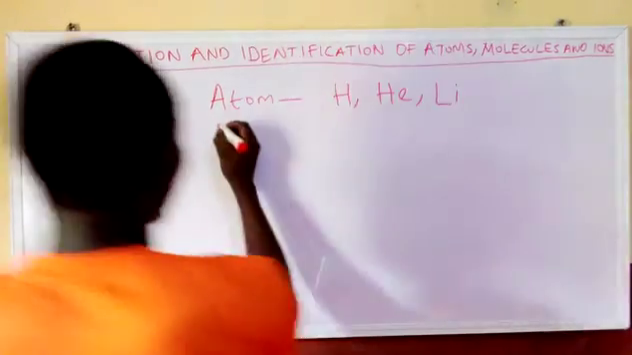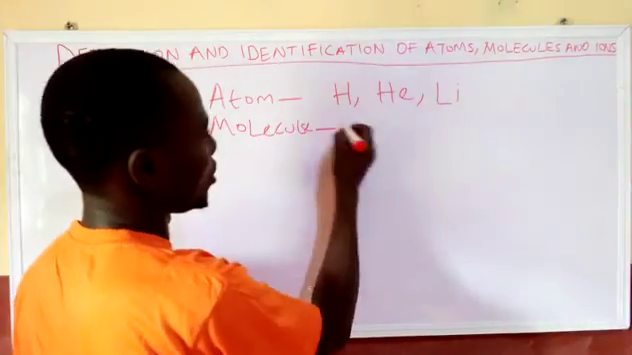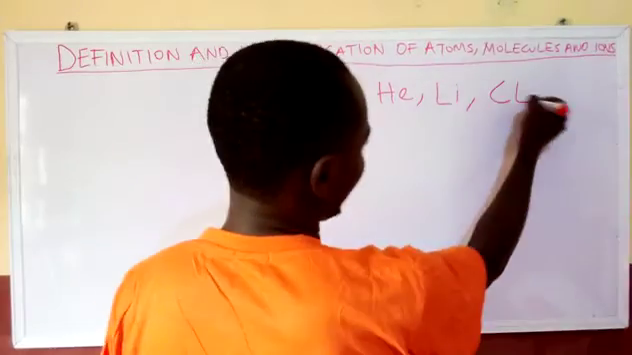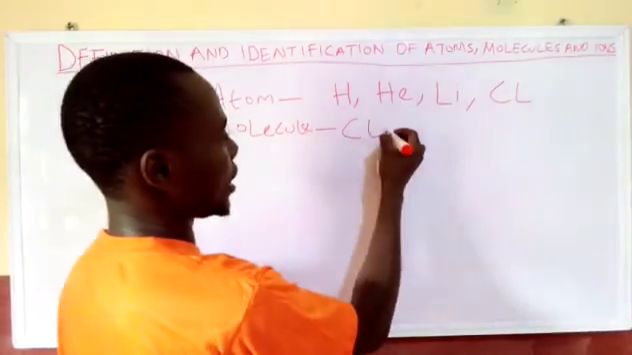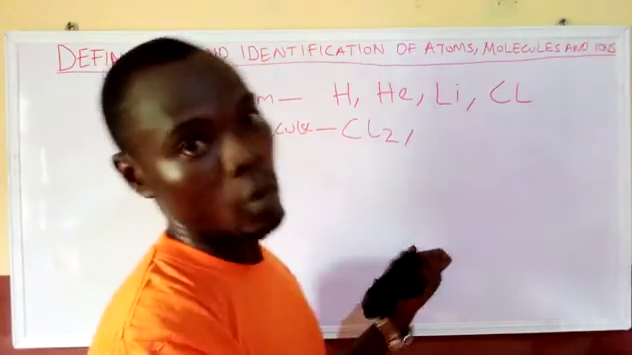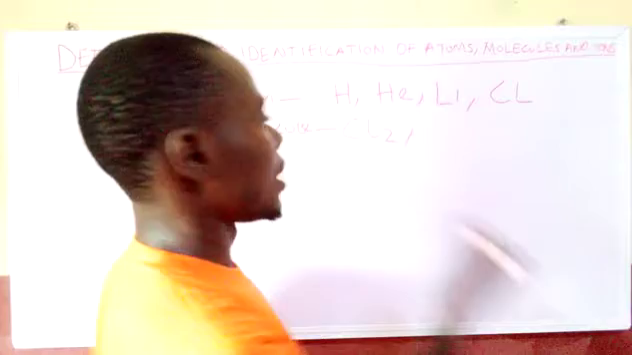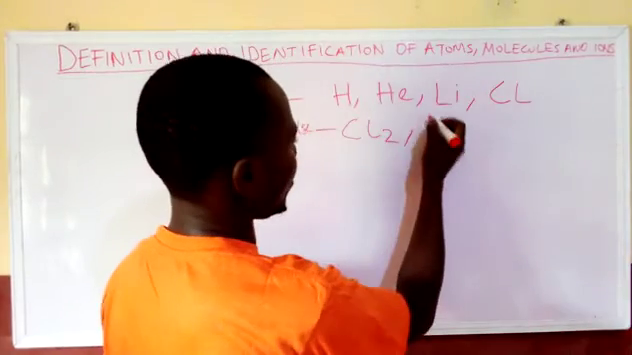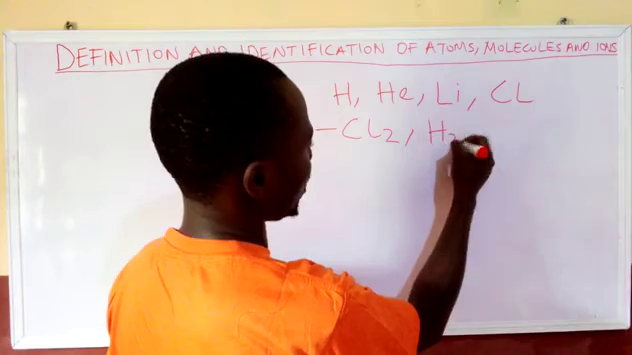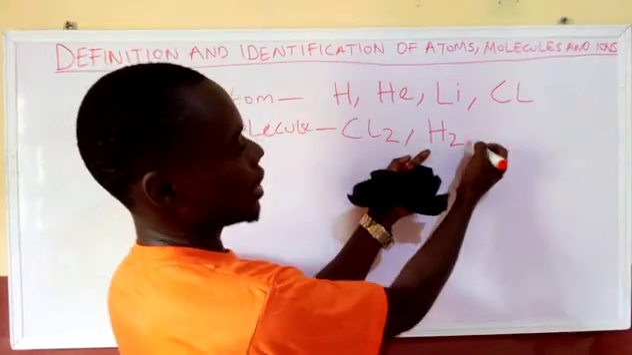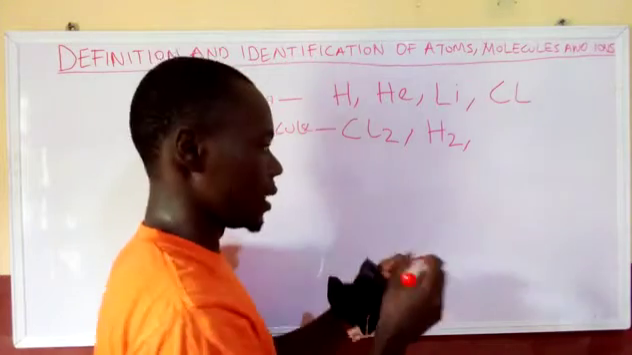For example, look here, molecule. This is a chlorine atom. So when you have two chlorine atoms put together, what you have is a molecule. Now look at hydrogen. When you have it as H2, what you have is a molecule of hydrogen. So that's what a molecule is.